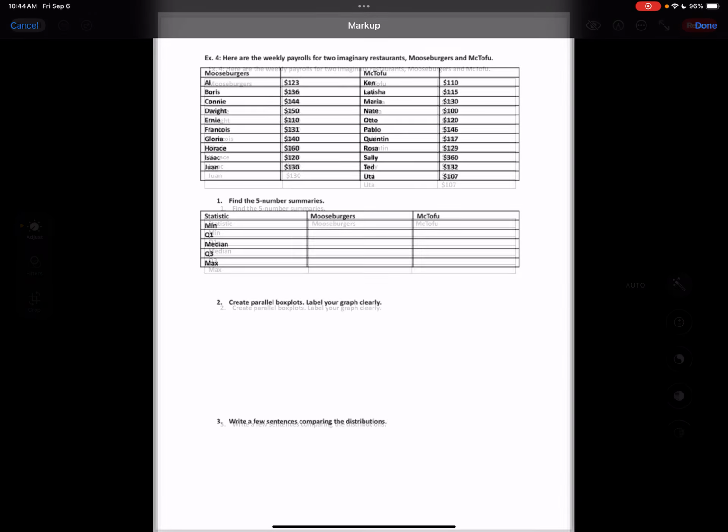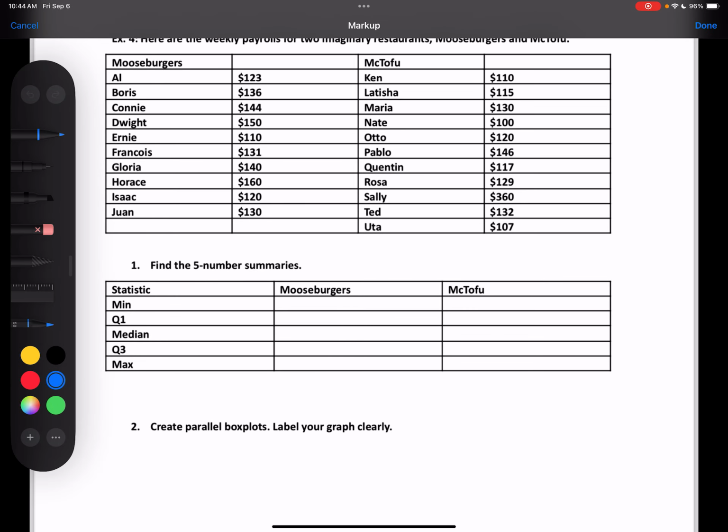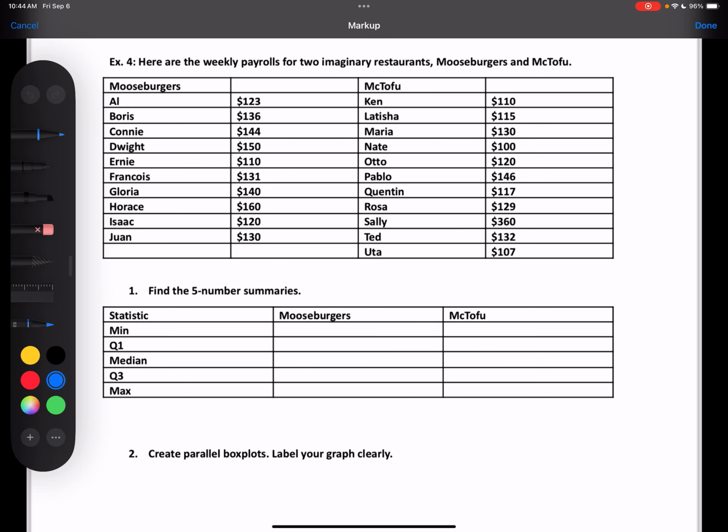All right, so we've got our imaginary restaurants here, and their payrolls for both restaurants, Moose Burgers and McTofu. So we need to find the 5-number summaries for each one. On your calculator, you'll run one variable stats for L1, and then you'll turn around and run it again for L2. How do you switch it to L2?